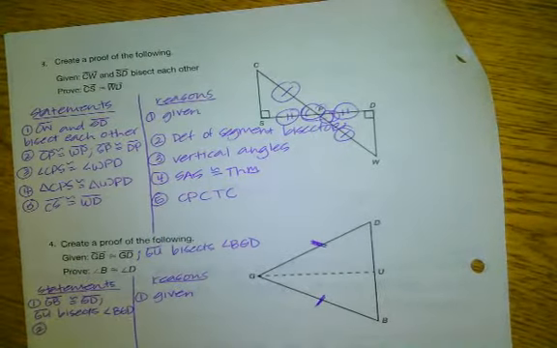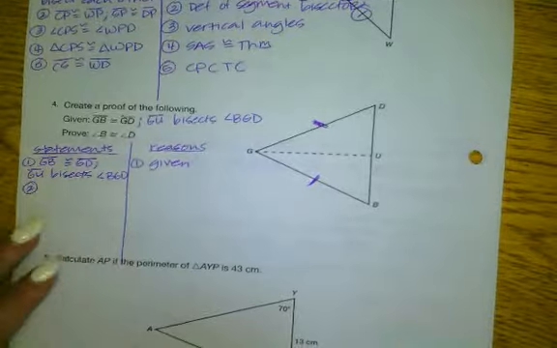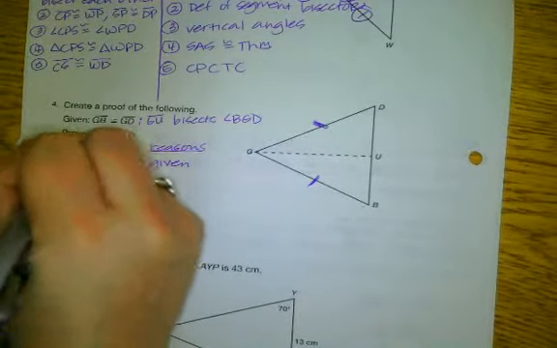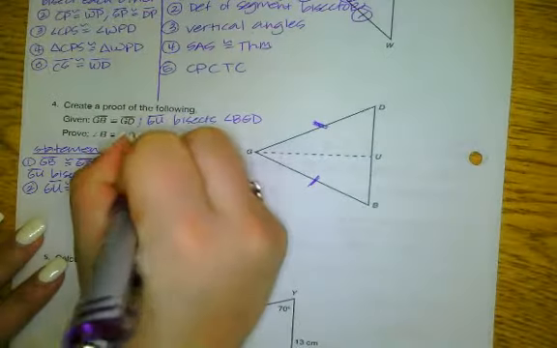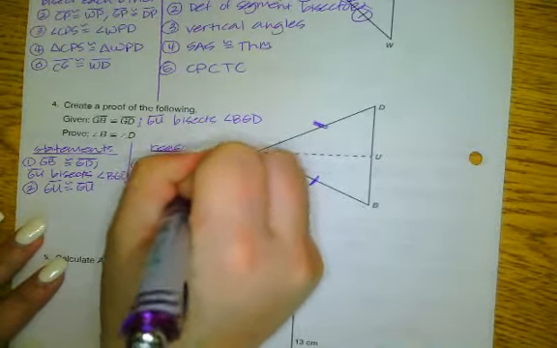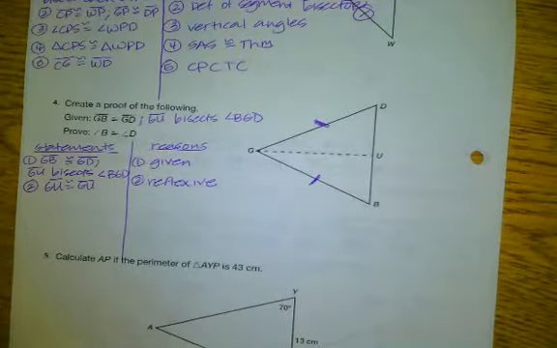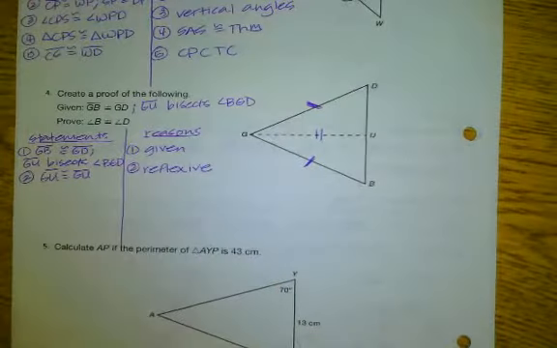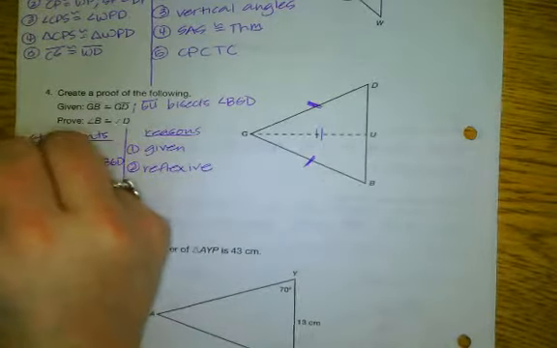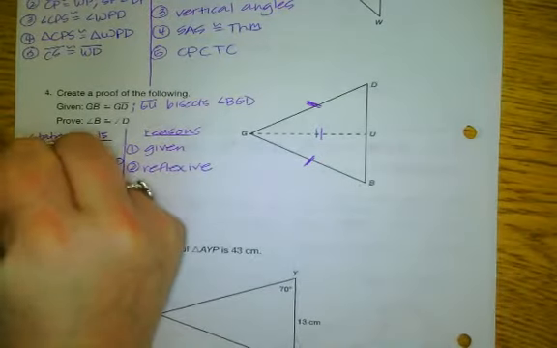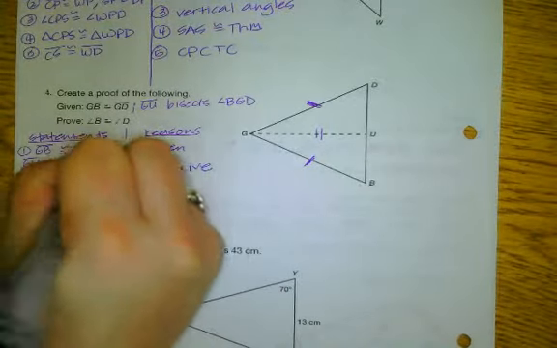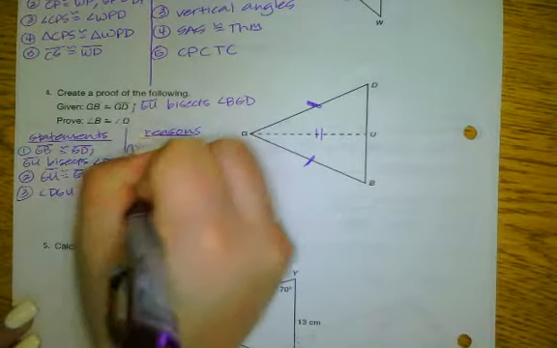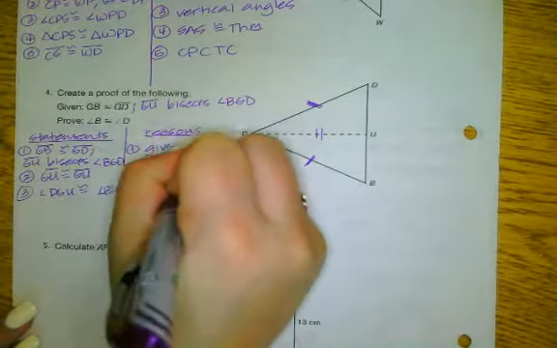Ashita? GU equals GU. And why is that? Reflexive. What else do we have? Holly? Angle DGU equals angle UGB. Very good. Angle DGU is congruent to angle BGU, and why is that? The definition of angle bisector.